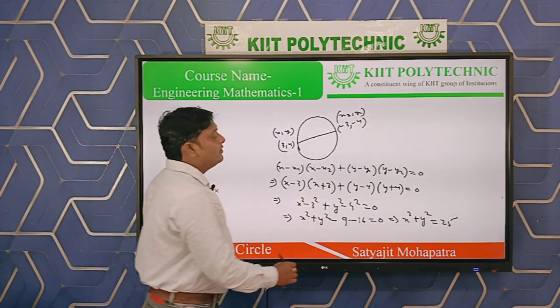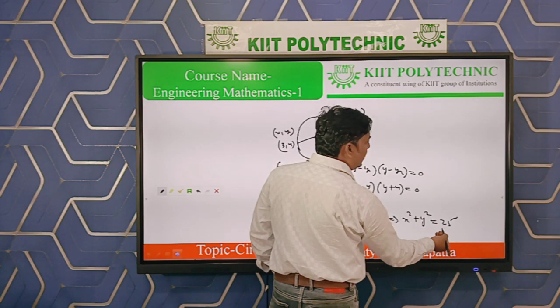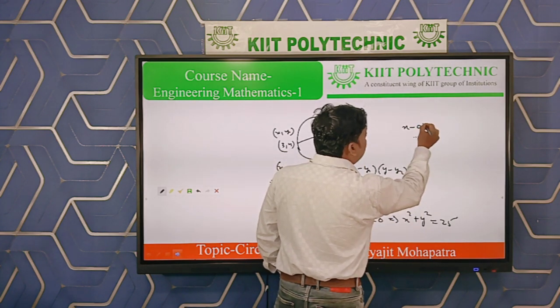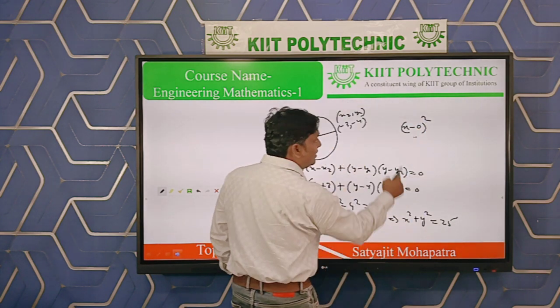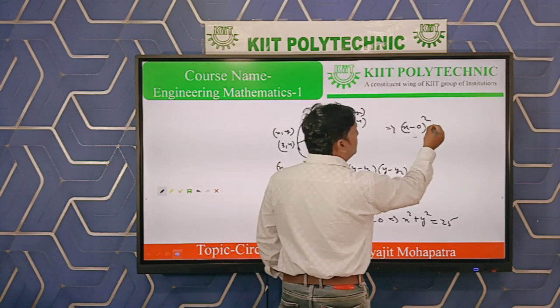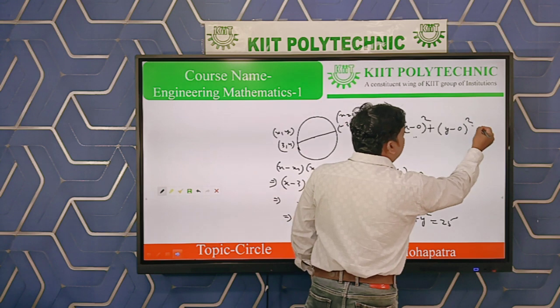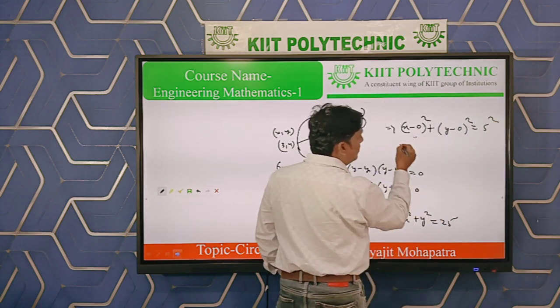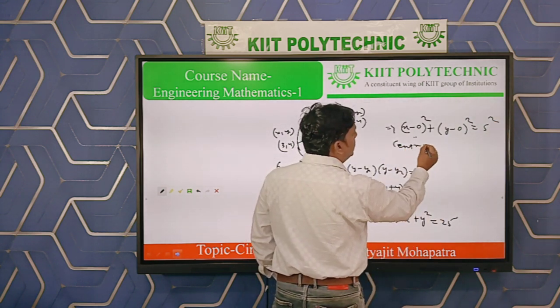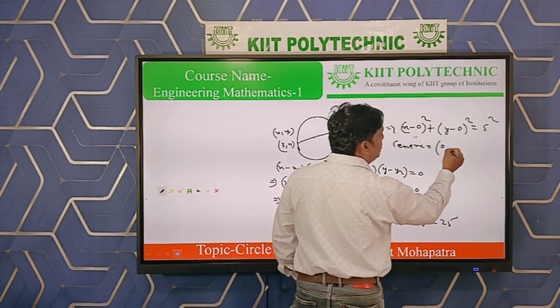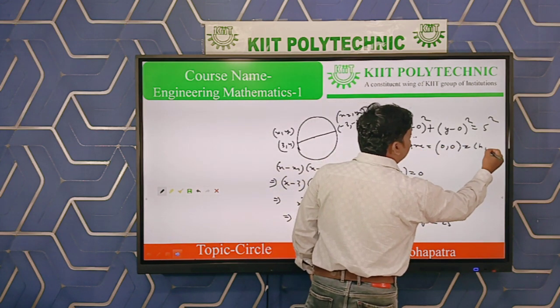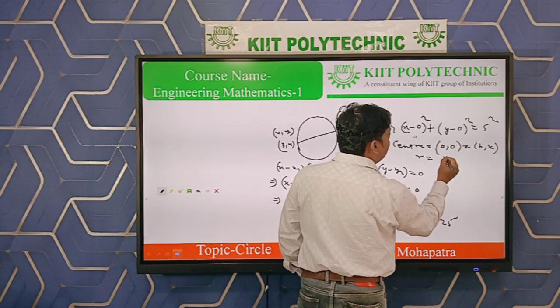All of you see, from here you can get the center and radius. We got the equation finally. X square can be written in this way, y square can be written in this way, and 25 can be written as 5 square. So if you compare, you can easily extract the center is 0, 0, that is h, k, and the radius r is equal to 5.